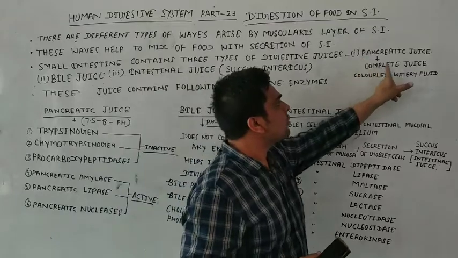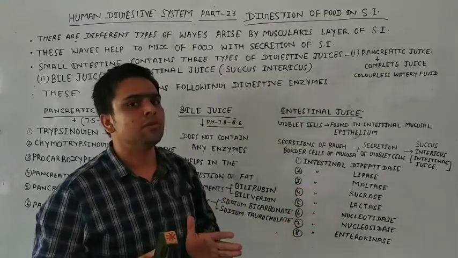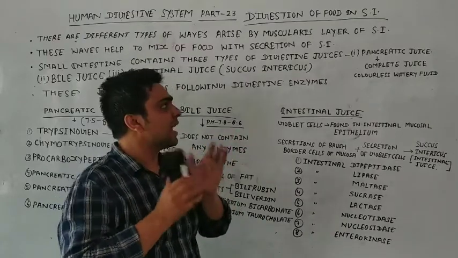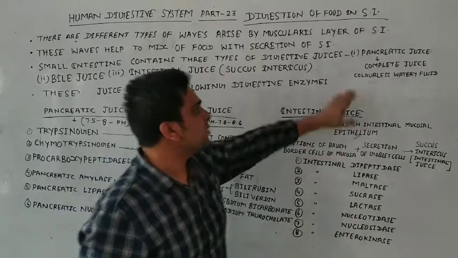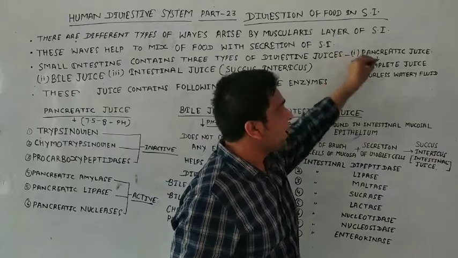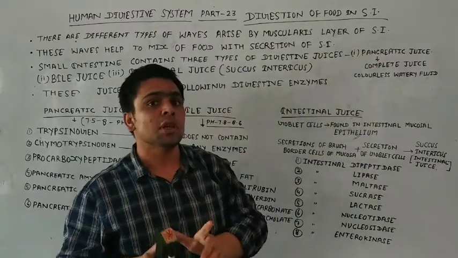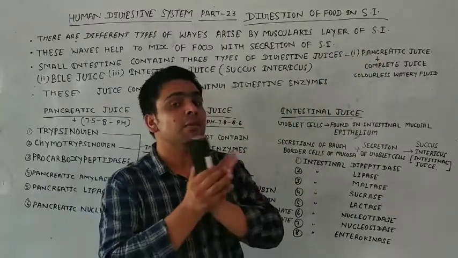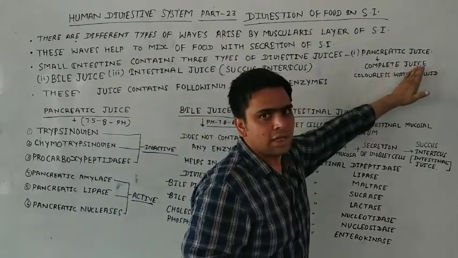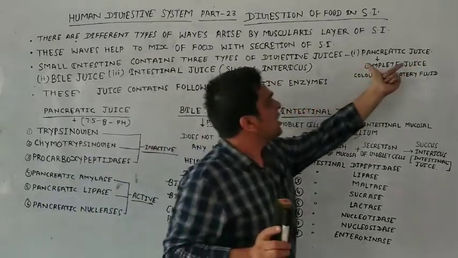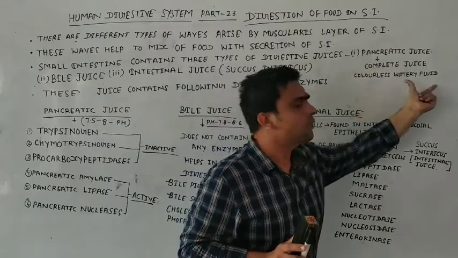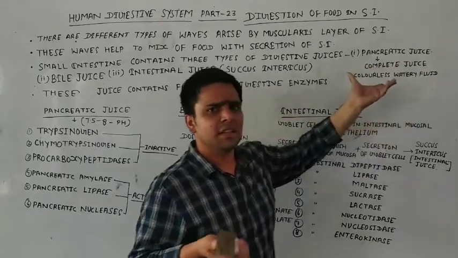This is also known as complete juice. Why is it called complete juice? Because it contains so many enzymes which help in the digestion of food. I mean to say that the pancreas produces a very important digestive juice, and in pancreatic juice there are many enzymes which help in the digestion of food. So it is called complete juice. Clear, students? And what is the basic information related to pancreatic juice? It is a colorless watery fluid. Sometimes it is asked in examinations.